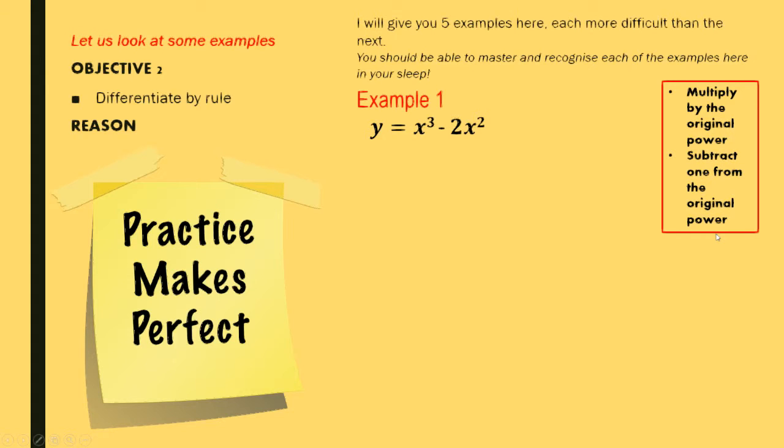So if I multiply by the original power at the first, I'm going to take the 3 and multiply it at the front. So that'll give me a 3. I've given you a spoiler for what's coming next. And the x to the 3, we're going to subtract 1 from the original power. The 3 becomes a 2, and that'll become x squared.